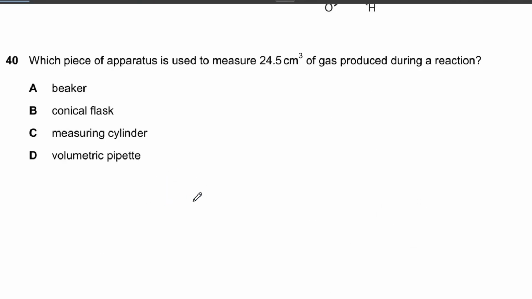Question 40, which is the last question. Which piece of apparatus is used to measure 24.5 centimeter cube of gas produced during a reaction? So the answer is C, measuring cylinder. Measuring cylinders are used to measure gas volumes. So take note of that.